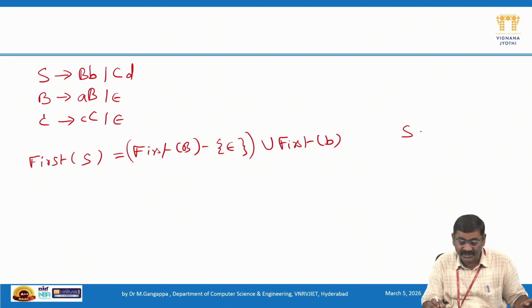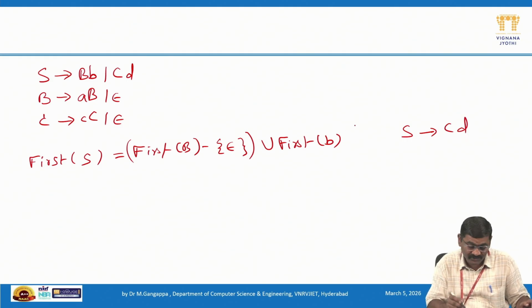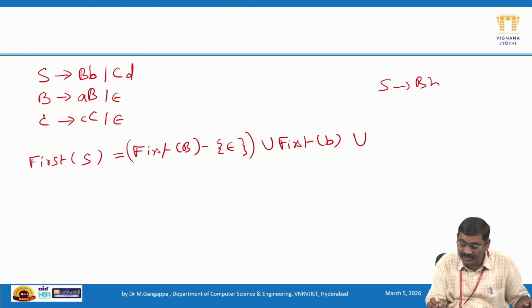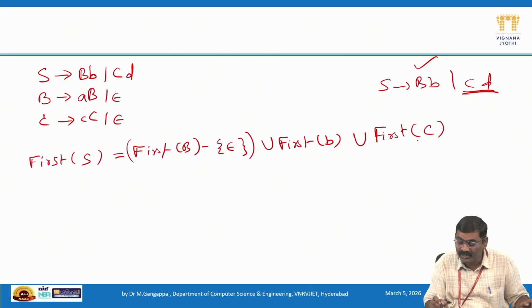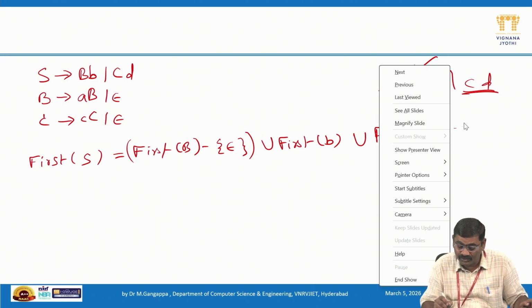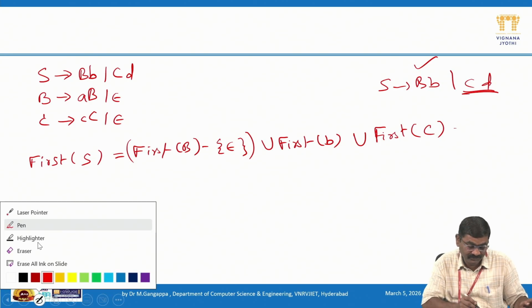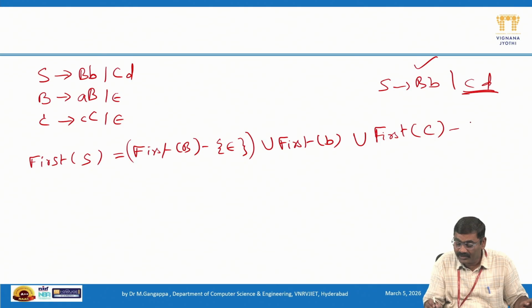And next, for the next alternative for S gives capital C, small d, how can we write the first? So this is the second alternative. Therefore, here I am using the union operation. S gives BB, this is computed. Now we are going to compute the first for the next alternative, that is CD. First of capital C, because C is a non-terminal. So immediately what should we do? We should apply first of C minus epsilon, and here C is also deriving epsilon, therefore we should apply the first for the next symbol, that is first of D as well.